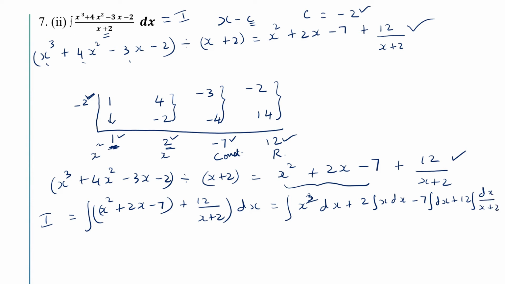So we can use the standard integral formulas. This is x cubed by 3 plus 2x square by 2 minus 7x, then plus 12 log mod x plus 2, plus c. So this is the answer.